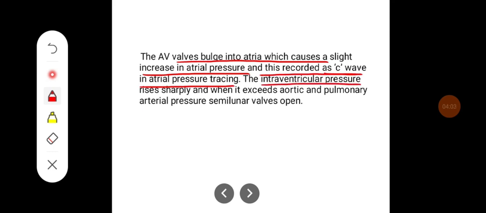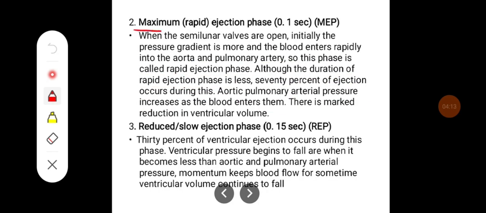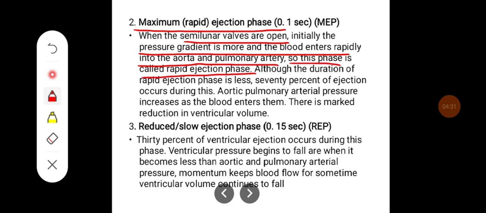The intraventricular pressure rises sharply, and when it exceeds aortic and pulmonary arterial pressure, semilunar valves open. Maximum or rapid ejection phase, which is around 0.1 second. When semilunar valves open, initially the pressure gradient is high and the blood enters rapidly into the aorta and pulmonary artery. So this phase is called the rapid ejection phase. Although the duration of the rapid ejection phase is short, 70% of the ejection occurs during this phase.